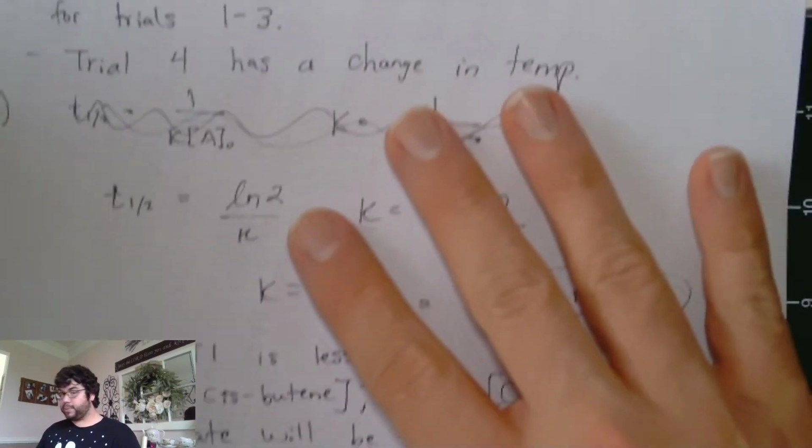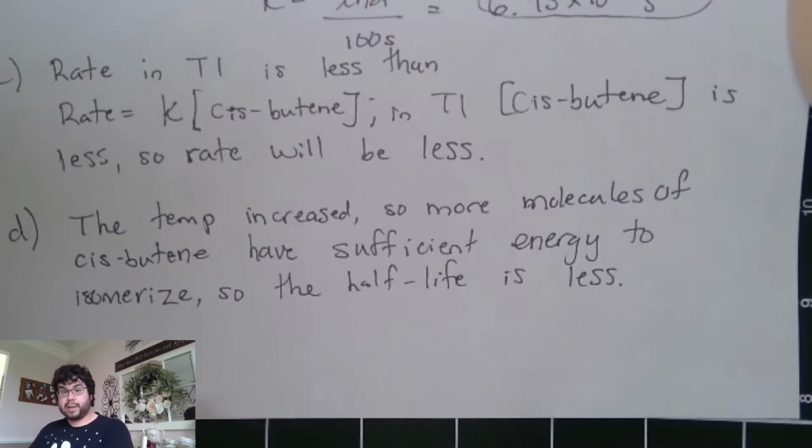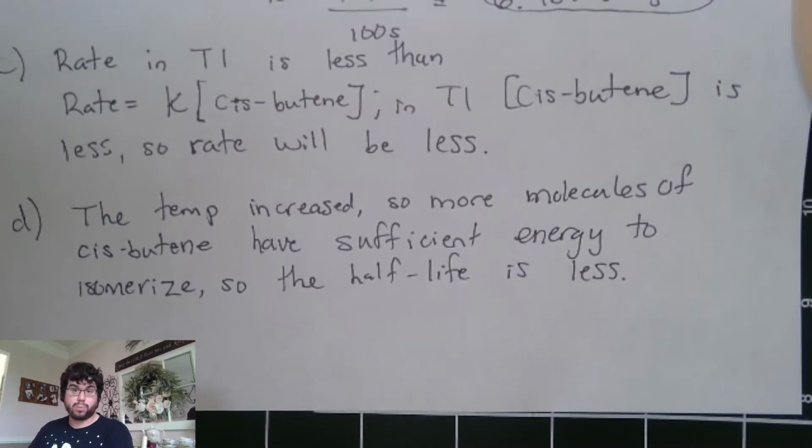So just want to write something like this. The temperature increased in trial 4, so more molecules of cis-butene have sufficient energy to isomerize, so the half-life is less. It's a shorter half-life in order to do that.